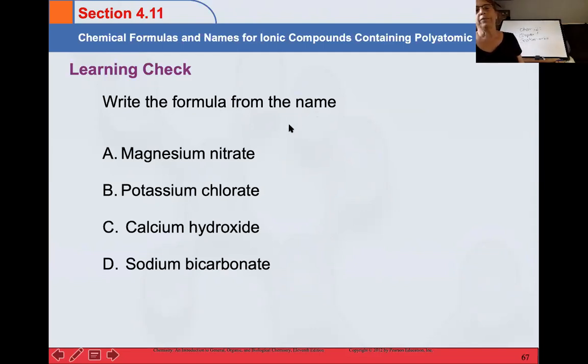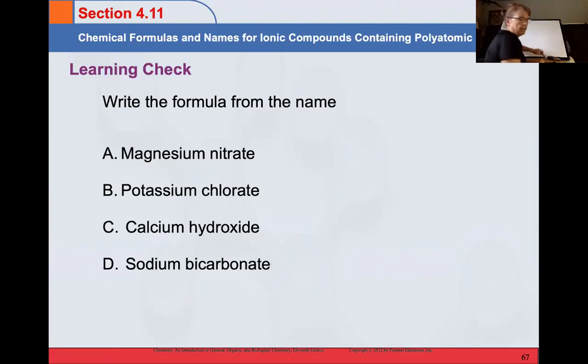To write the formula from the name, it's the same as what we did before, only now you need to be able to figure out the formulas for these polyatomic ions. So here's just magnesium, potassium, calcium, and sodium. But then you'd need to know the formulas for these polyatomic ions to write these formulas, and the charges. You need to know the charge for the magnesium and the nitrate, and then combine those into a formula where the charges would cancel correctly.